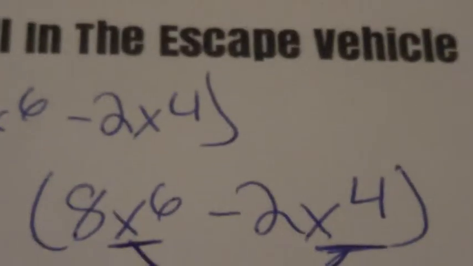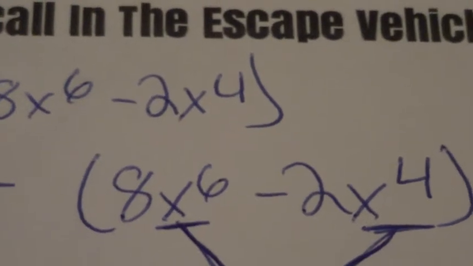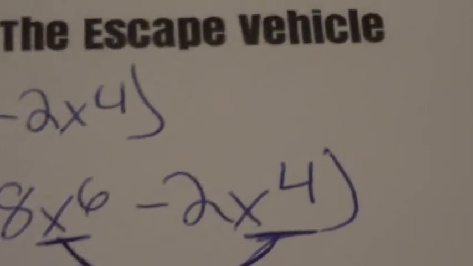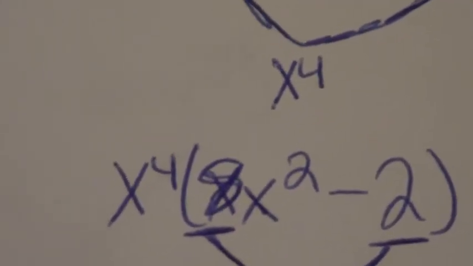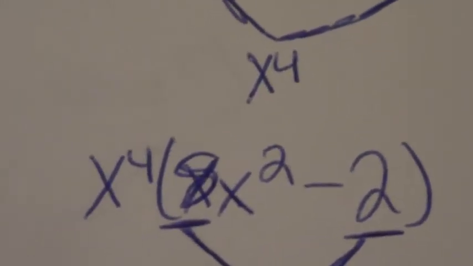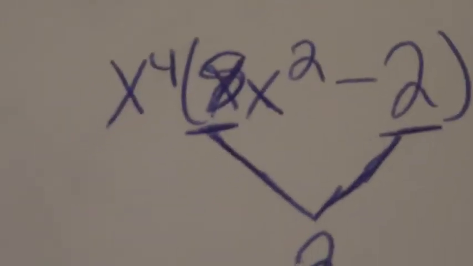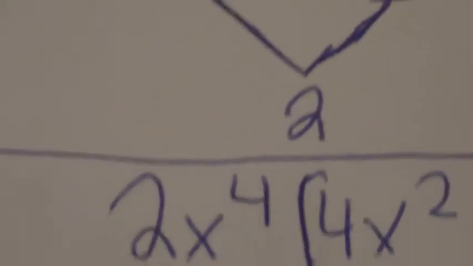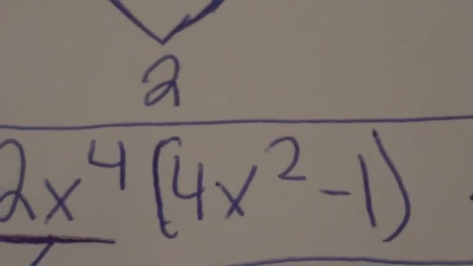Now let's head over to this side. We're going to do the same thing. What's the greatest thing we can take away between x to the 6th and x to the 4th? Well, that'd be x to the 4th, because that's as much as x to the 4th has. So we move x to the 4th over to the left of the parentheses on this one, and we're left with 8x squared minus 2. Well, what's the greatest thing we can take away between 8 and 2? Well, that'd be 2, because we know 2 divided by 2 is 1, and 8 divided by 2 is 4. So now we're left with 2x to the 4th, 4x squared minus 1.